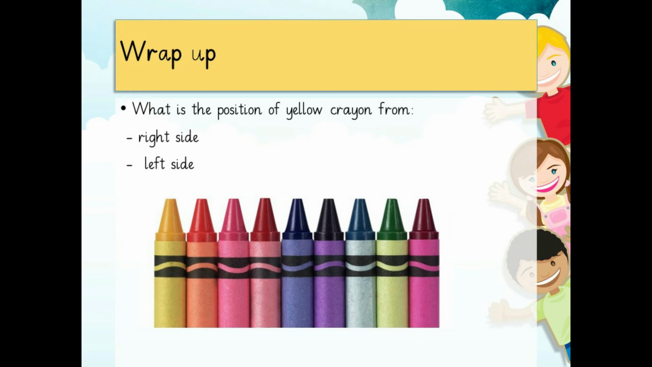There are how many crayons? 1, 2, 3, 4, 5, 6, 7, 8, 9. There are 9 crayons. And from the very right side, the yellow colored crayon is on 9th position. Yes, correct. And from the left side, it is on which position? Yes, on the first. Very correct. Good job.